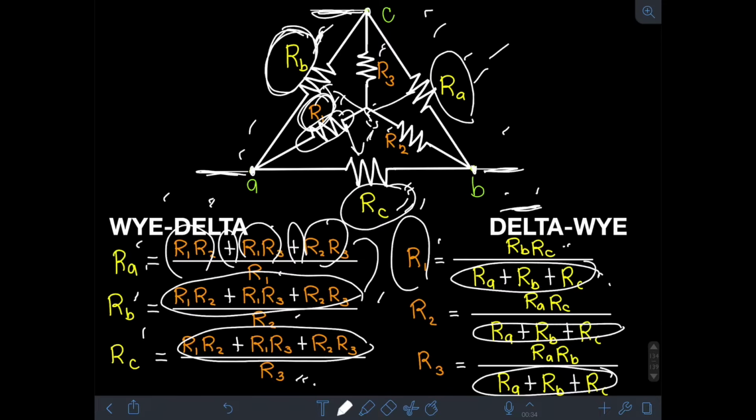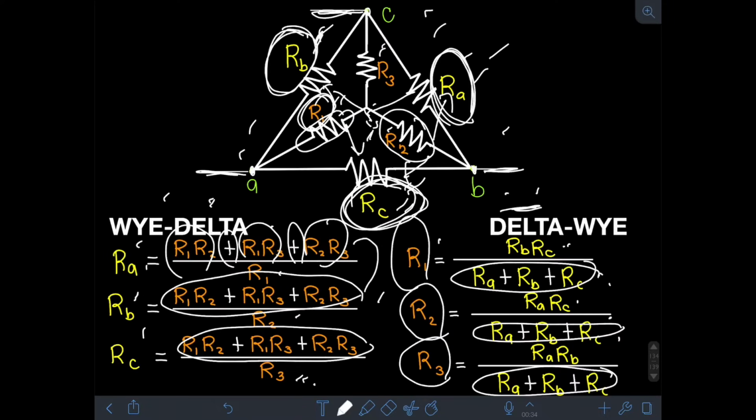Applying the same concept for R2, what are the two resistors adjacent to R2? This is R2. The two adjacent resistors are obviously RA and RC, right? So the numerator of R2 will be the product of RA and RC over the sum of the resistors. Likewise, for R3, the adjacent resistors are RB and RA. So the numerator is RA times RB over the sum of the resistors. Okay, so just remember this formula for transforming Y to delta or delta to Y network of resistors.